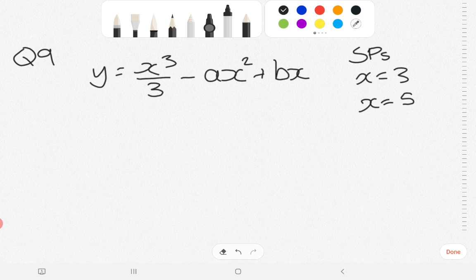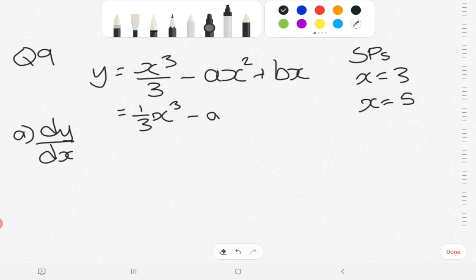Now in 9a, it's asking us just to work out what dy by dx is. And again, it's probably helpful for you to think about x to the power of 3 over 3 as a third of x cubed, okay? And then you've got minus ax squared plus bx. Now, a and b would normally be numbers, so let's just pretend they are numbers, and think about what would happen when you differentiate.